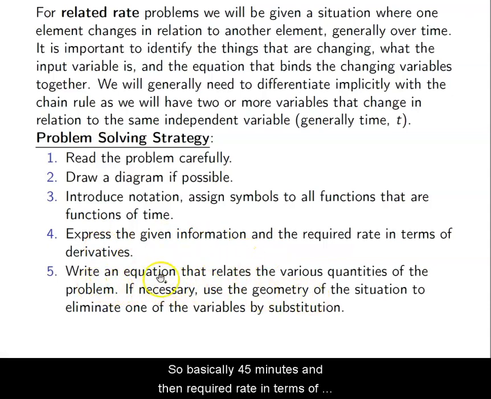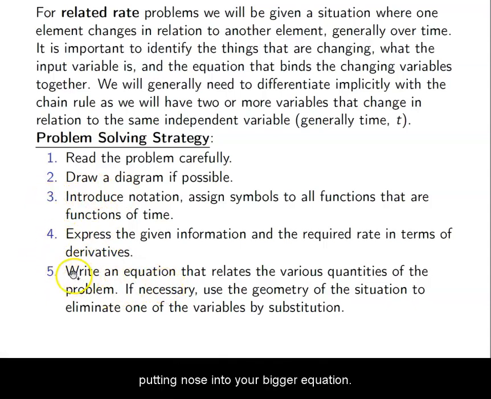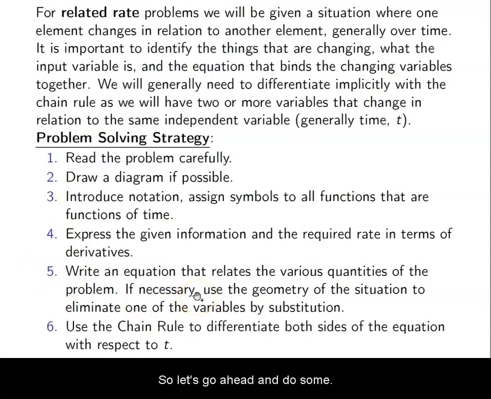So basically 4 and 5 are the same thing, right? So here I said express given information and the required rate in terms of derivatives, but that kind of has to do with writing the equation, right? Taking an equation from 3, forming derivatives from it, and then putting those into your bigger equation for 5. Okay. So let's go ahead and do some problems.